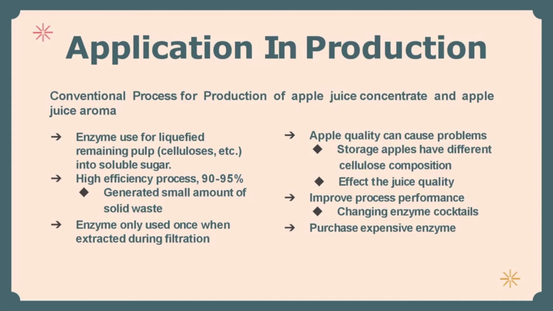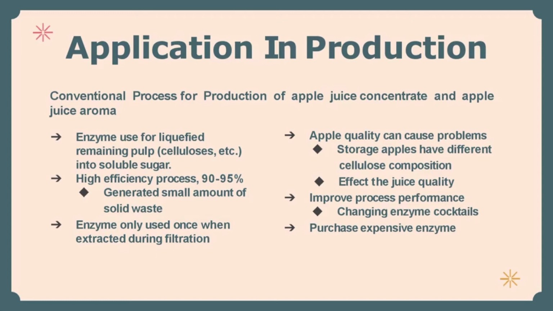The enzyme on the other hand is extracted during filtration and is only used once. But the apple quality is an inherent variable that can cause problems. When using apple from the storage silos, the different aromatic composition of the apples can have a major effect on the juice quality. Process performance may be improved to an acceptable level by changing the enzyme cocktail, but this may require purchasing expensive enzyme.